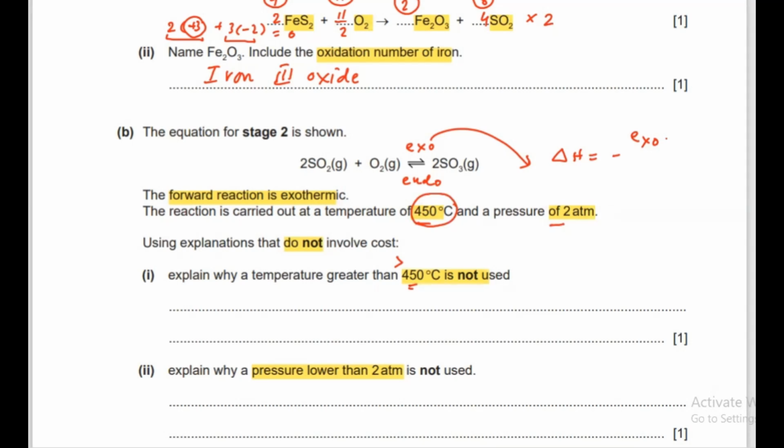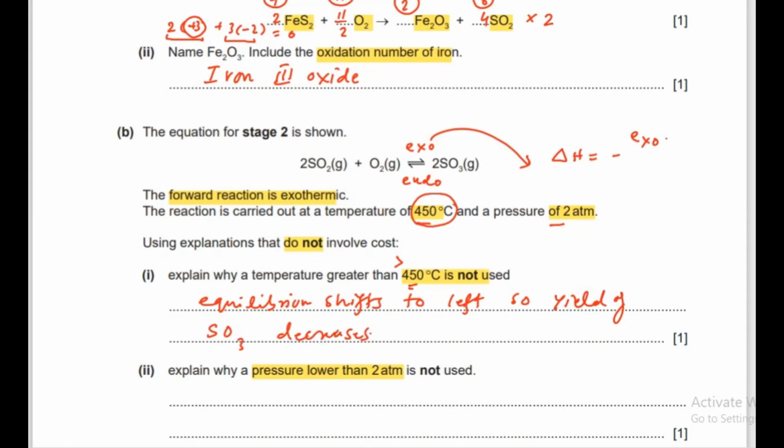If we increase the temperature, or use a temperature greater than 450 degrees Celsius, what will happen? The equilibrium shifts to the left. When the equilibrium shifts to the left, the yield of sulfur trioxide, SO3, decreases. So that's why we're not increasing the temperature more than 450 degrees Celsius.